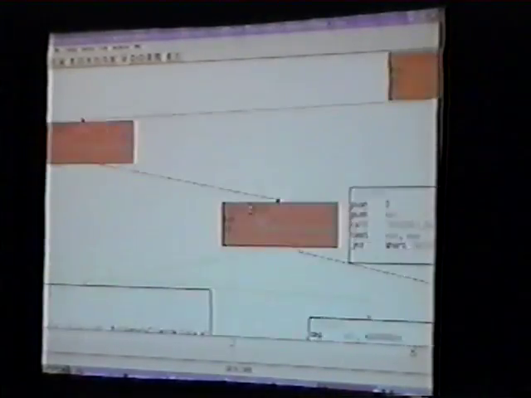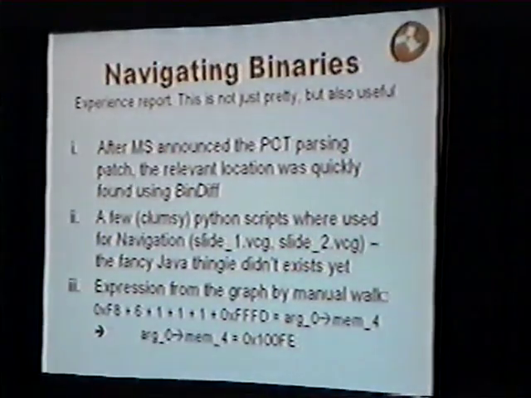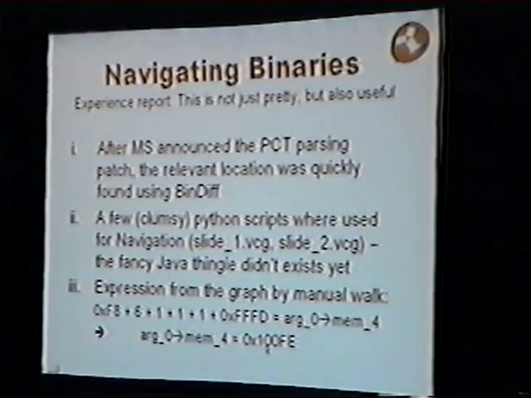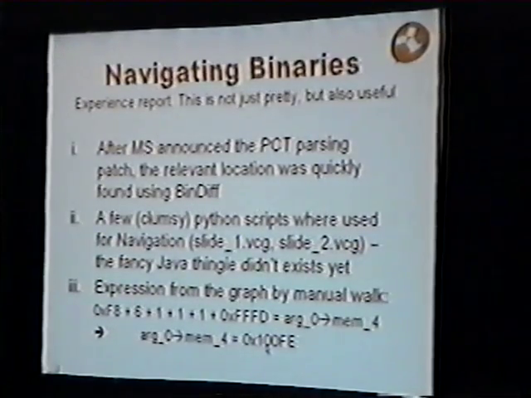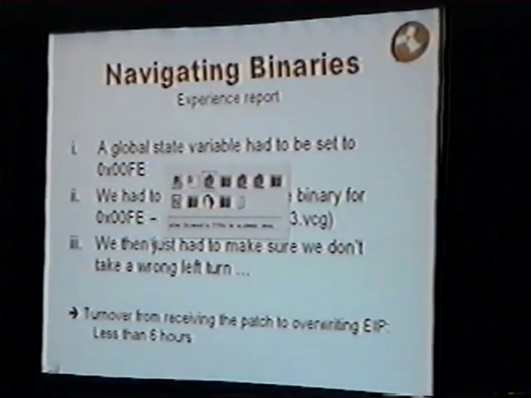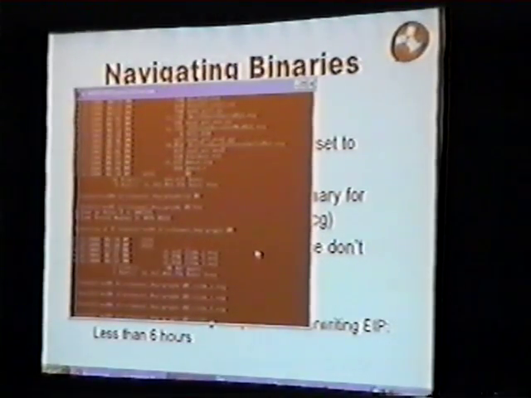We add 6, we add 1, we add 1, we add 1, we add FFFD. And we go to the beginning of the function, or we just look at the slide. And we know that the value in arg0 member 4 at the beginning of this function, arg0 is a structure pointer, has to be 100FE. So we know that we have to set a global state variable from the structure to 100FE. And then we just search through the binary for functions setting anything to FE. And lo and behold, we find a function here.